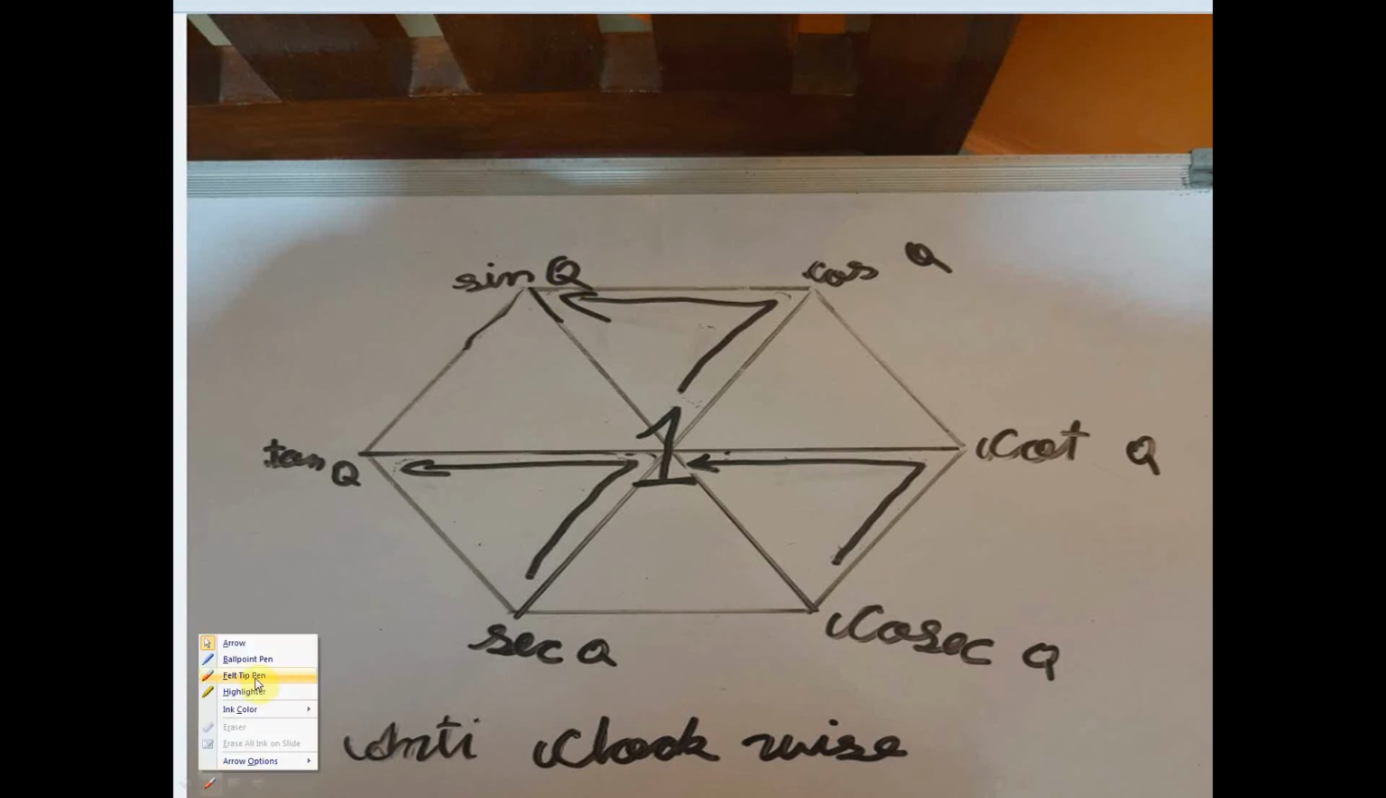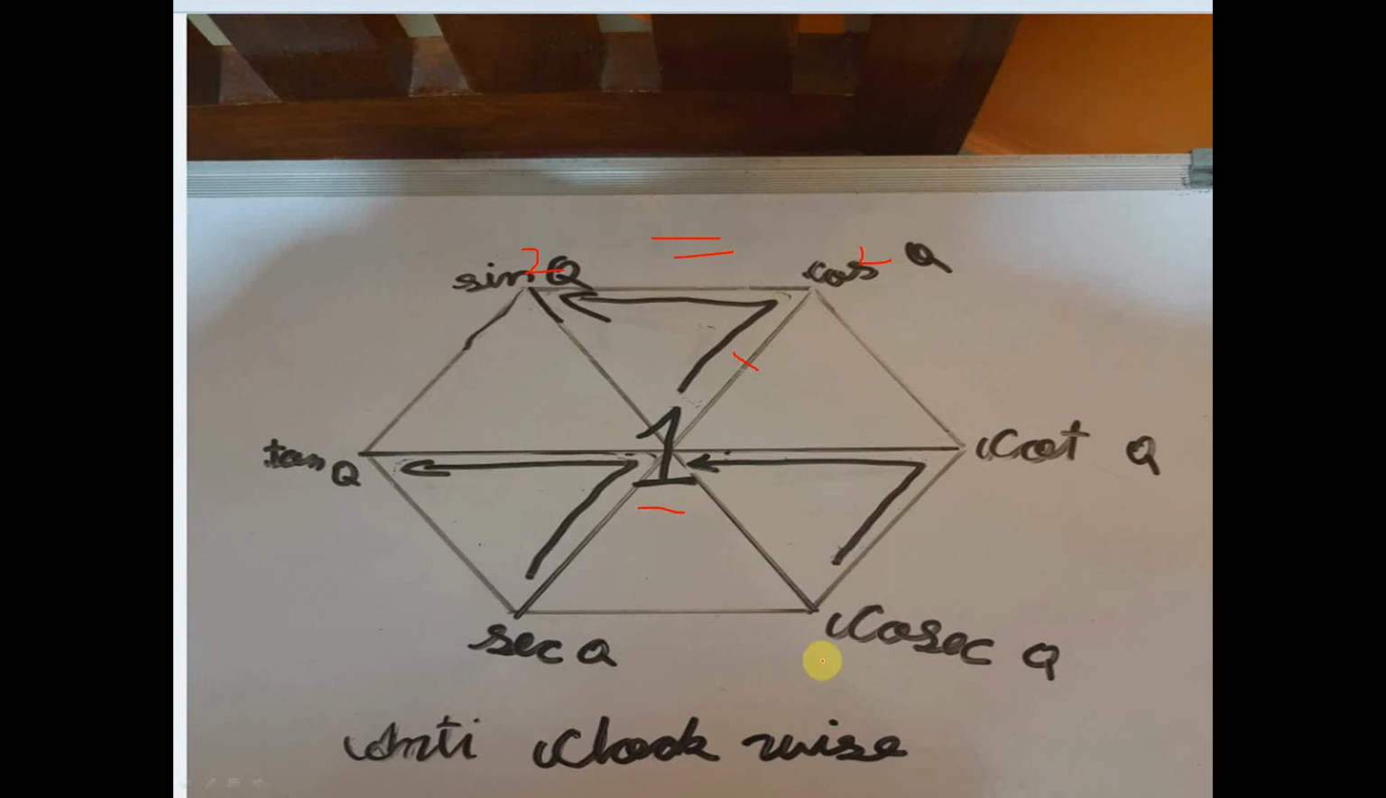I will show you again. 1 minus cos square theta is equal to sin square theta.